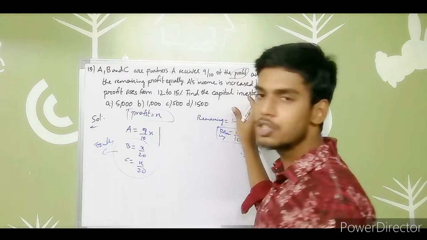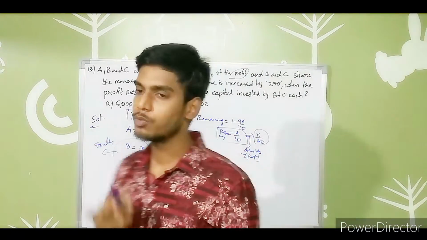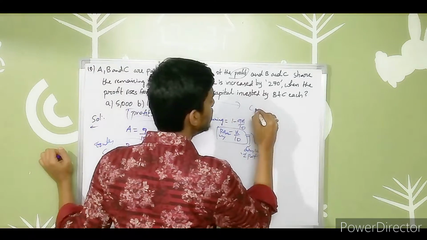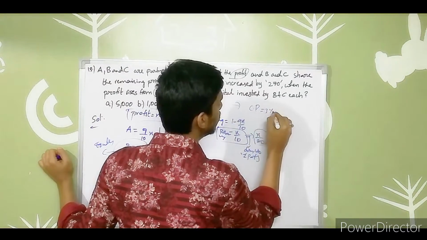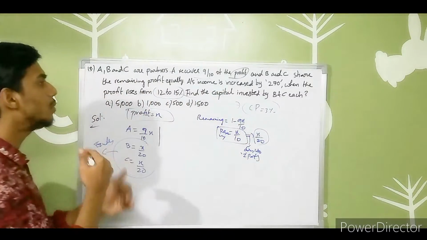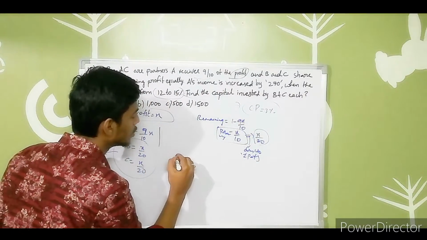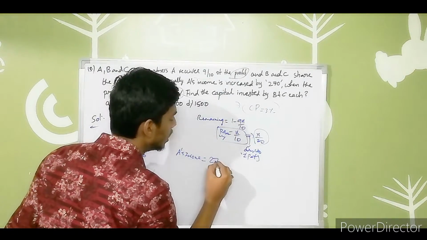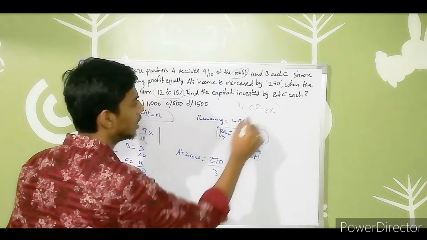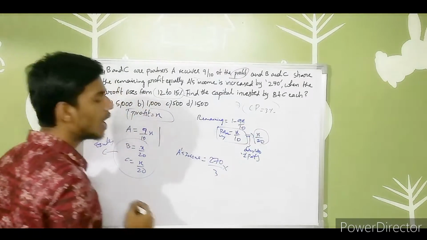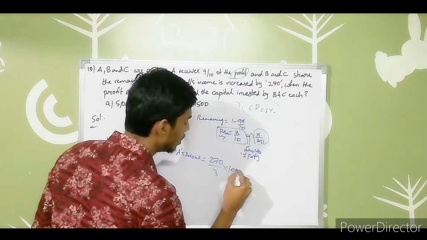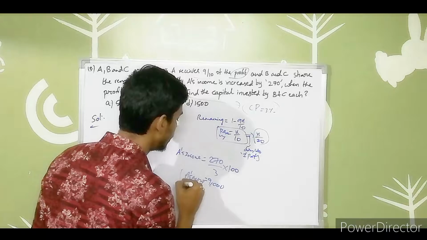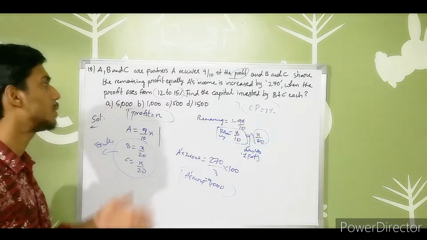So again, A's income is increased by 270 when the profit rises from 12% to 15%. That means the change in profit is 3%. So when A's income is increased by 270, A's income equals the increase of 270 divided by the change in profit percentage, 3%. To calculate the percentage, we multiply with 100. So by this we get 9,000 guys. So A's income is 9,000 as per the given data.